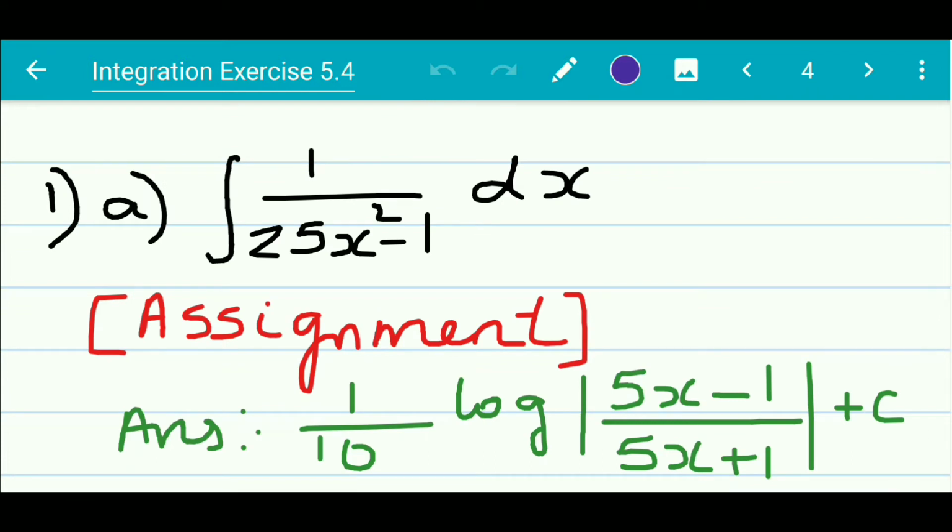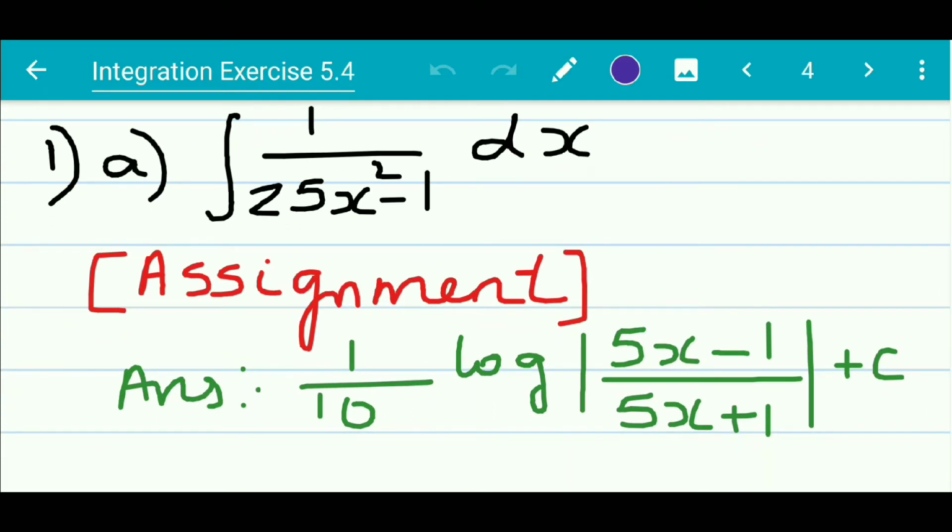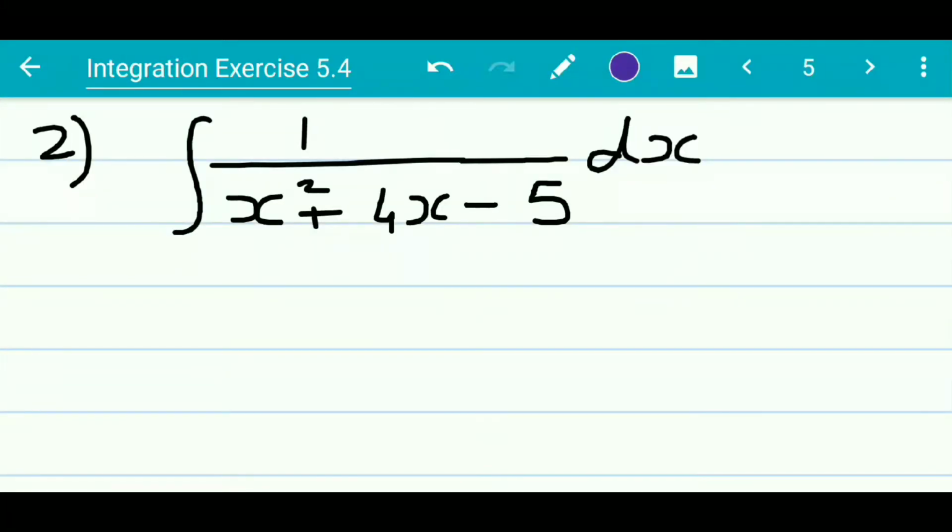The next sum I have given to you is a similar sum. You can do it just in a similar manner to the first sum. You can do it as assignment in your notebook along with the first sum, and the answer also I have written over here so that you can compare your answer and see it. Now that you have understood the first sum, we can move on to the second question here.